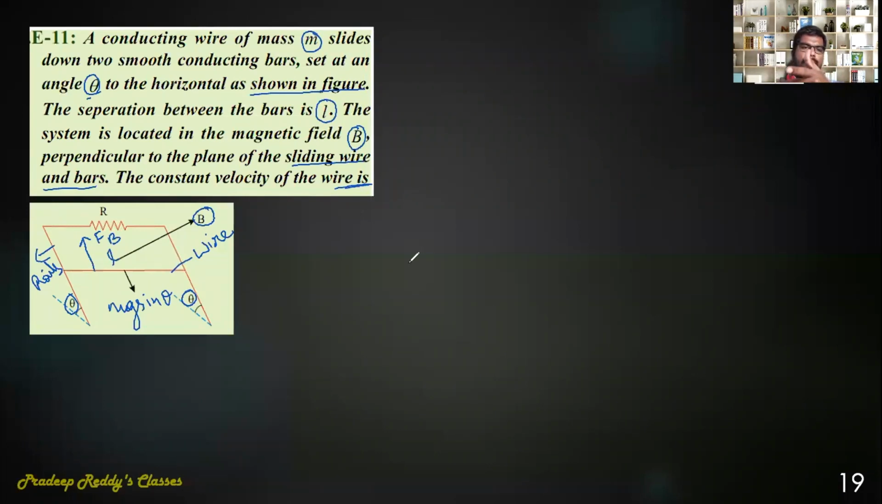Now if you observe carefully, the magnetic field is outward, out from the plane. So all three should be perpendicular to each other. If you use the left hand rule, the thumb will be represented upward. Gravitational force is in downward direction. Magnetic force acting on the coil will be in upward direction. As a result, the force acting upward F is equal to F downward. Then the coil falls with constant velocity.